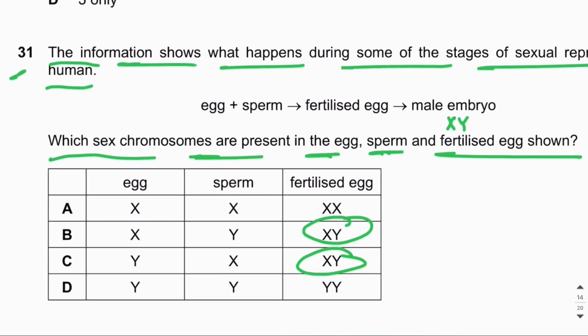And you need to know that egg always gives the X chromosome, because egg is made in the female and female is always XX. So, egg always contains X chromosome, whereas sperm is made in males, which are XY, and sperm can contain either X or Y. But because the embryo is male, the sperm will contain Y chromosome. The answer is B, right? The fertilized egg or the embryo is male, which contains XY chromosomes. So the egg will provide the X chromosome and the sperm will provide the Y chromosome.